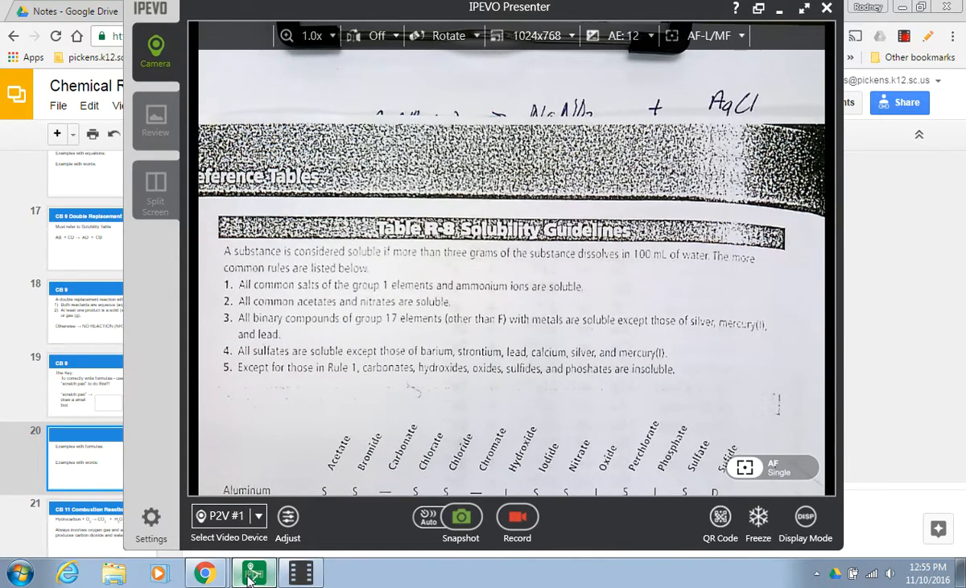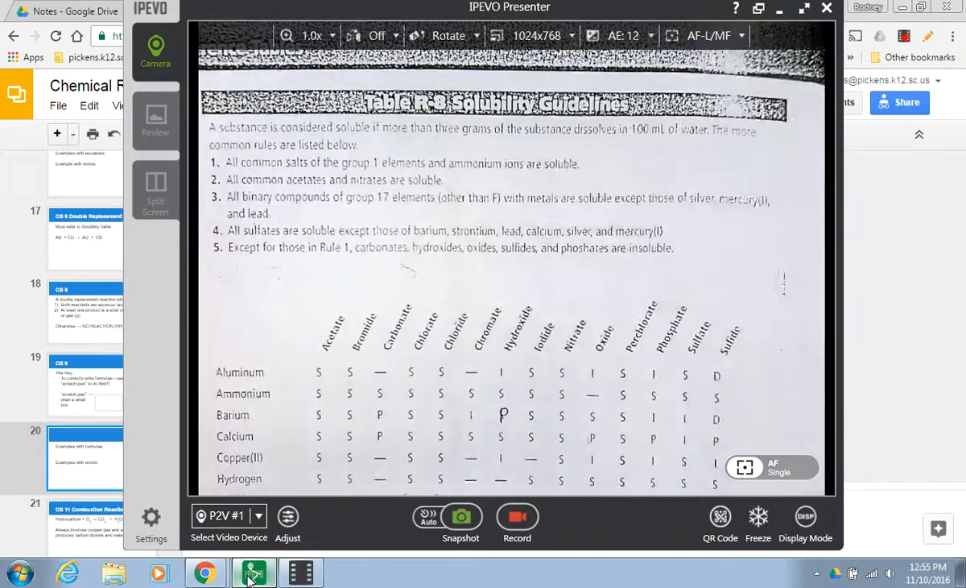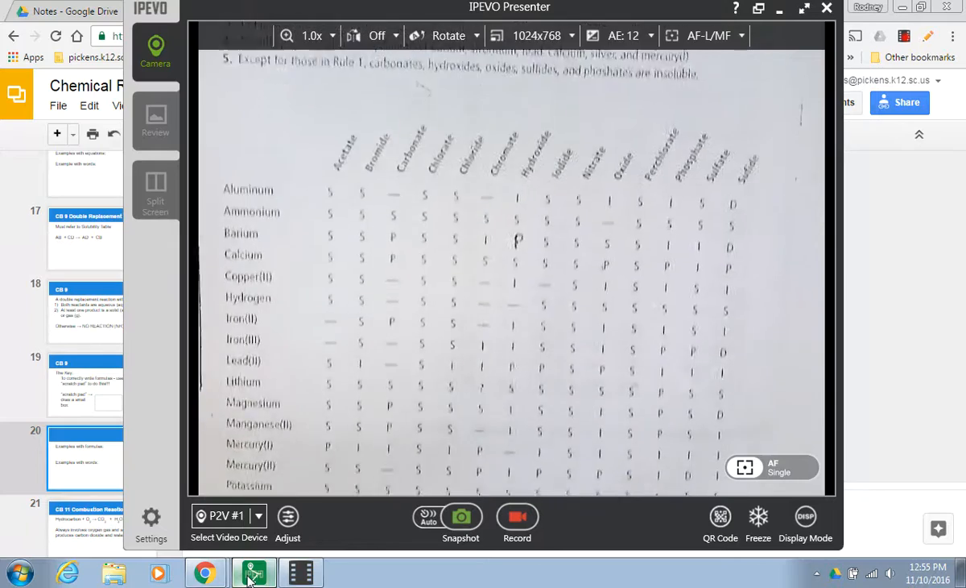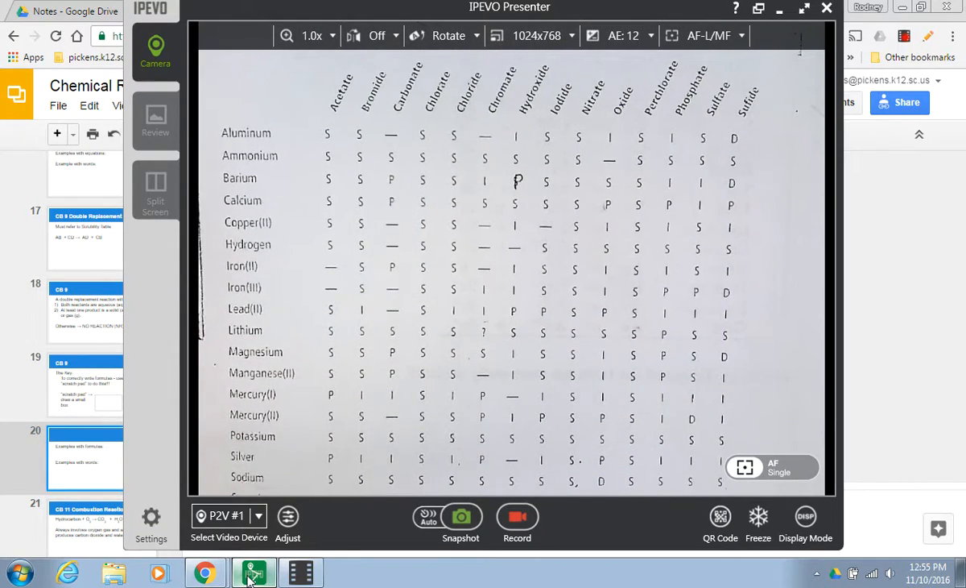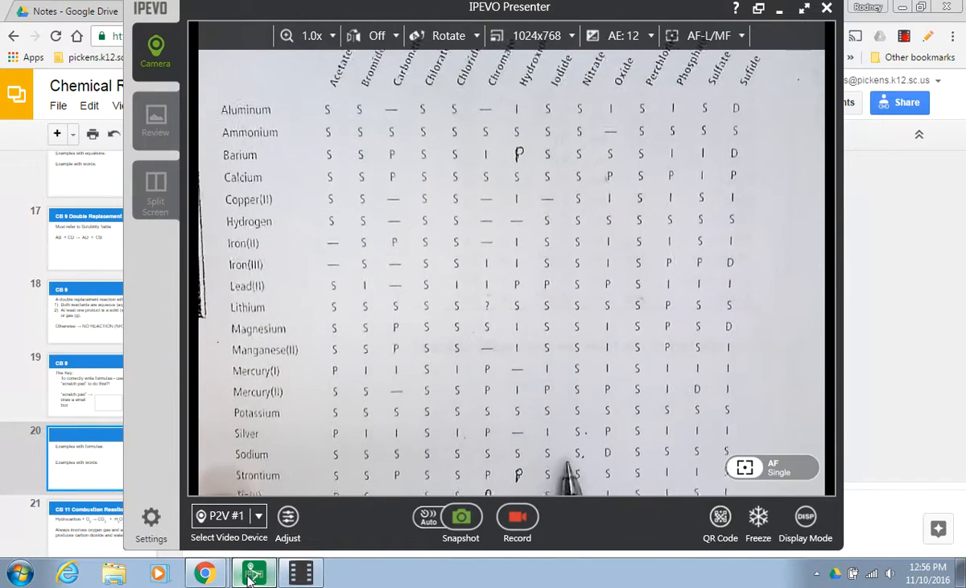Or you can look them up on your solubility table. So the first one we have is sodium nitrate. So we look down here and we find our sodium right here, and then we go across to the column where we see nitrate. Nitrate's right here. The thing is, nitrates are all soluble. So we have an S here.